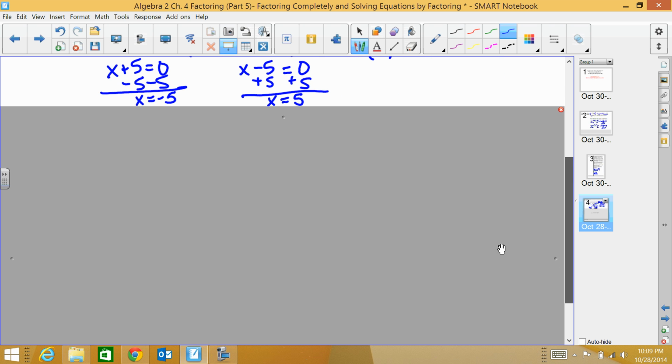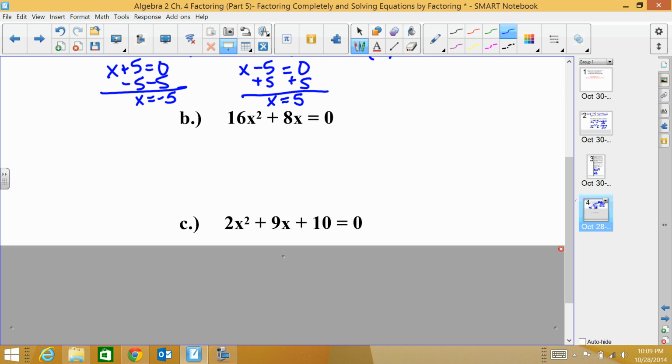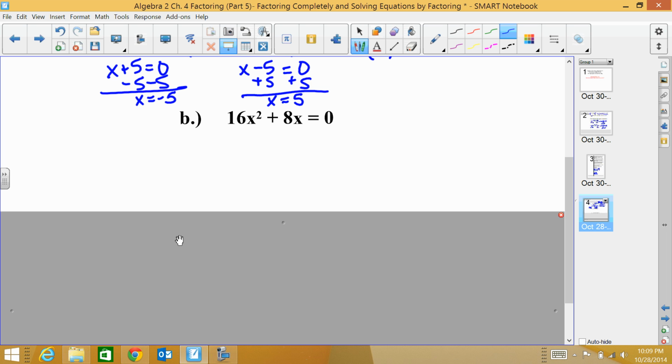So let's look at one more example, and then we'll be finished. Oh, actually two more, I'm sorry. So for part B, we're going to solve by factoring. We make sure our equation is set equal to 0, and then we have to check for a greatest common factor. The greatest common factor of these two terms would be 8x, and if I divide it out, I would have 2x plus 1 equals 0.